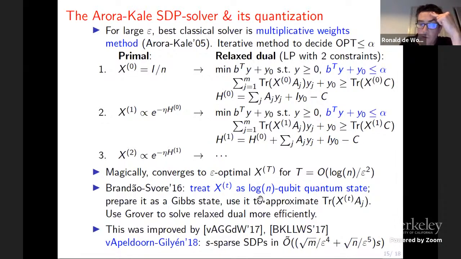And don't stare at this for too long. The main thing to observe here is that this is a very nice polynomial speedup in terms of M and N. And actually the dependence on epsilon is a little bit worse than classically. So this is a good algorithm for relatively large epsilon. So this is what I wanted to say about SDPs.